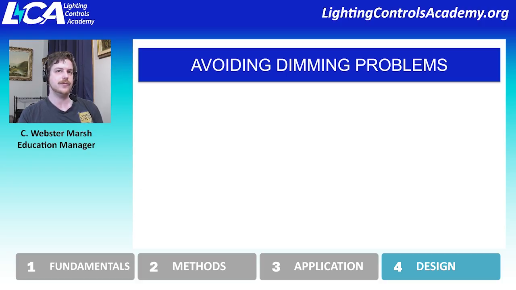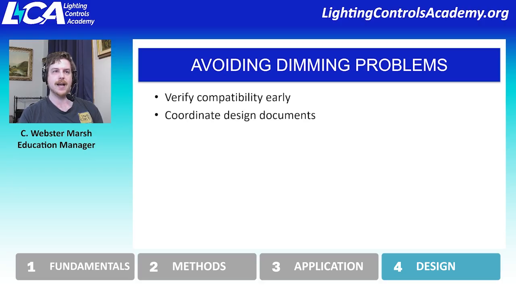So how do we avoid dimming problems? Because they really do kind of flare up randomly, depending on the protocol we're working with. But the first thing, again, is to verify compatibility early. If it's phase dim, that might take some research. If it's a standardized dimming like DALI, that might not take as much research to make sure that the controller and the driver are compatible. But then make sure that the design documents are coordinated.